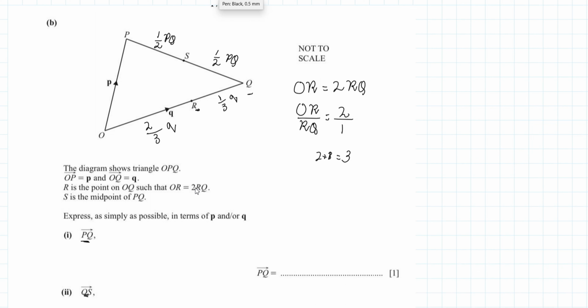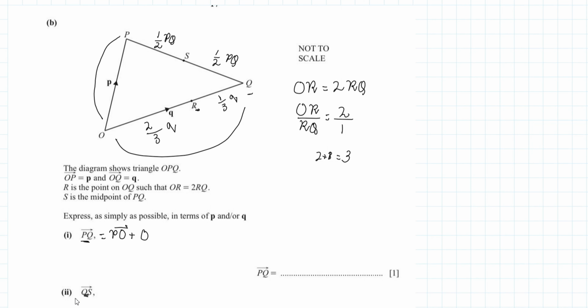Now after this there is no other information given to you, so just work out the requirements. First you have to find PQ in terms of p and q. So for p and q, you have to move from P to O, and then O to Q.